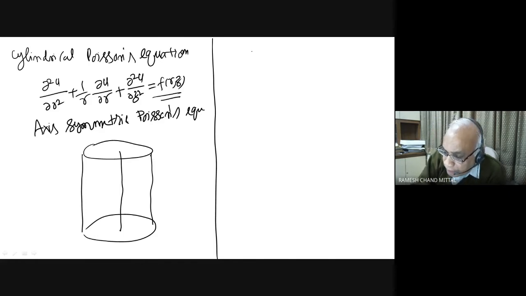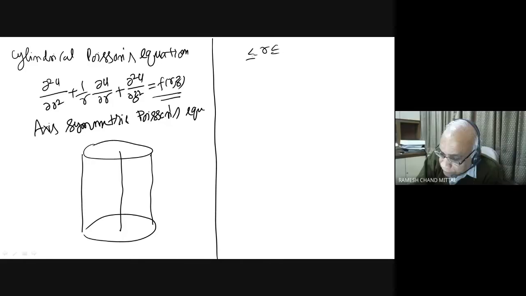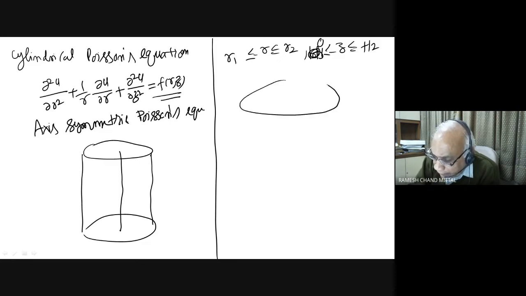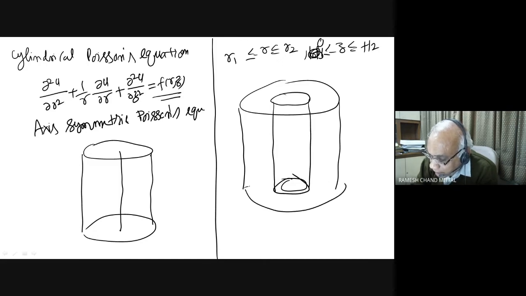So suppose my r is from R1 to R2 and my z is from H1 to H2. Without loss of generality, I can take this as 0. That is, I have something like this. There are two cylinders having the same axis, having the same axis. So this is my thing.